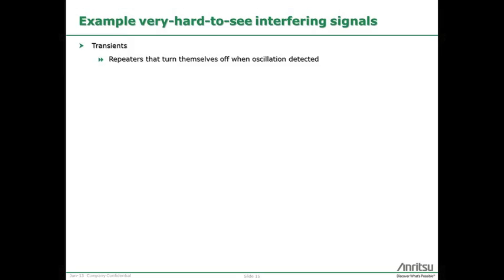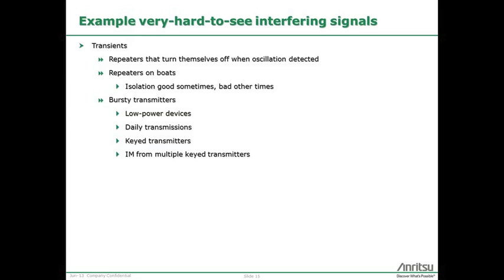Now we're going to move into very hard to see interfering signals. This is where it takes a fair amount of skill to see what's going on. You might want to pay special attention here. So transients, these are tough, and it's always true. Things that come and go are always more difficult. So for example, the newer types of repeaters, that when they detect oscillation, they turn themselves off, and then they wait a while and turn themselves back on again. Reduces the amount of interference, but it makes the job of the person finding it that much harder. Or a repeater on a boat, that maybe when it's at one position or one angle, it oscillates because there's bad isolation, but then the boat moves, which happens quite often, the isolation changes and the signal goes away.